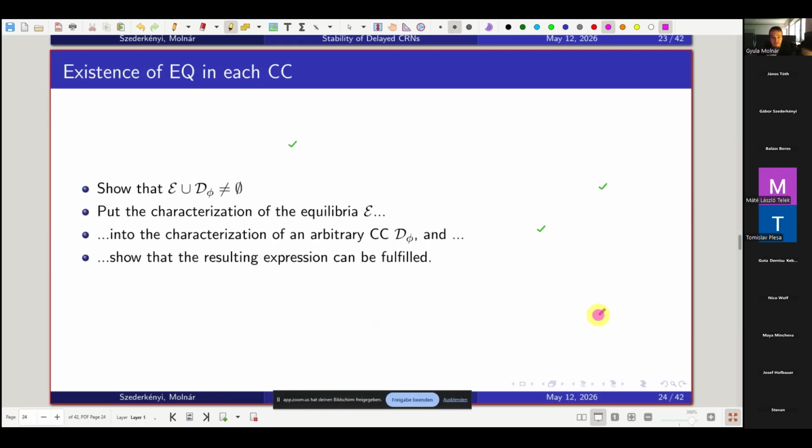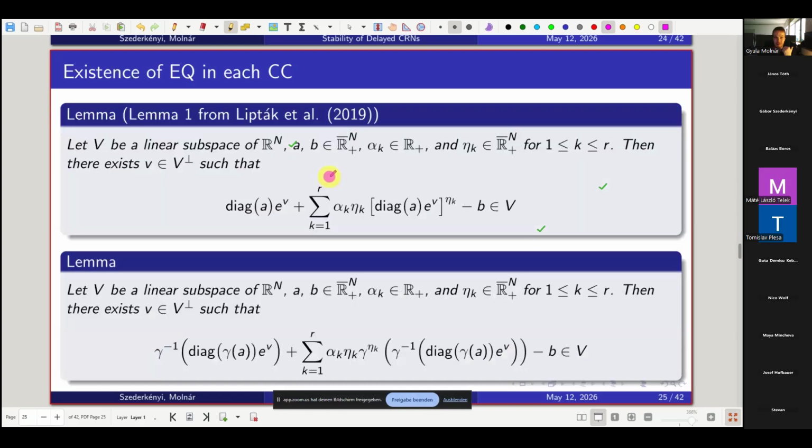So the next question is, how do we prove the existence of equilibrium in each and every compatibility class? Well, mathematically, we just take the definitions of the set of equilibria and the characterization of compatibility classes for each and every phi. So this is like any compatibility class, and we take the intersection and prove that the intersection is non-empty. To be able to do that, we will need an auxiliary lemma, on which we will rely.